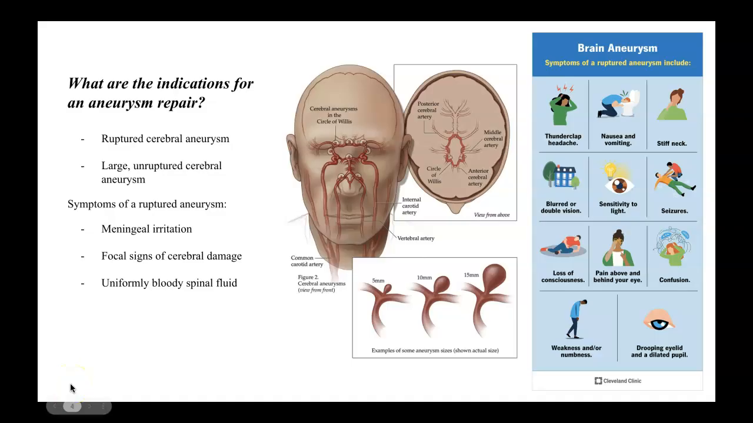However, most aneurysms do not cause symptoms until they rupture, which means someone could have a growing aneurysm for years and not know it. It's a very unpredictable condition.